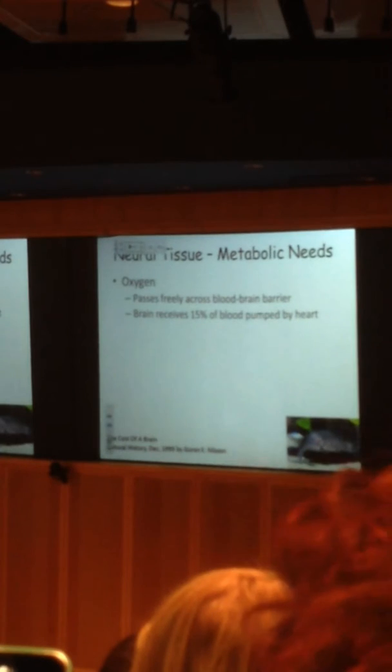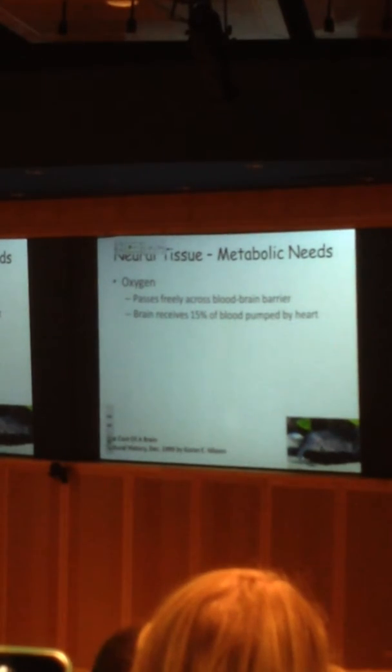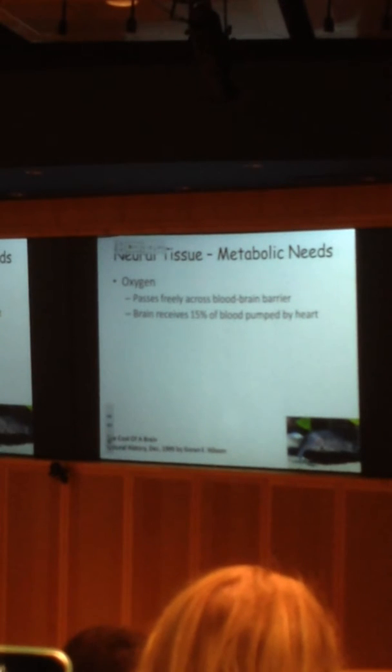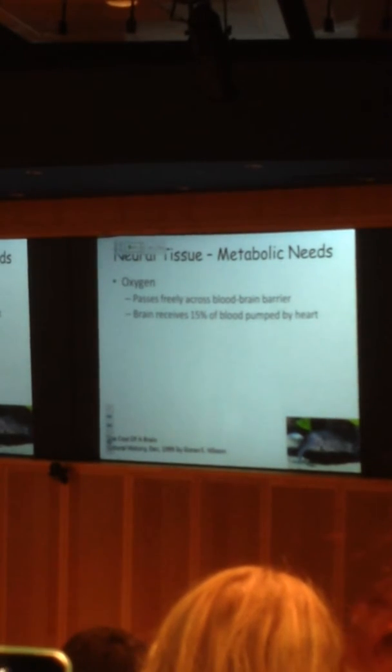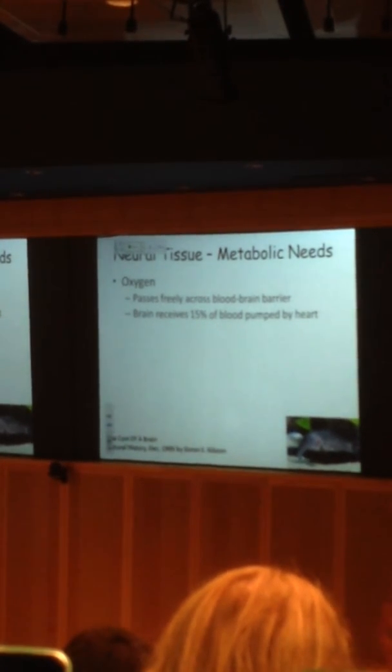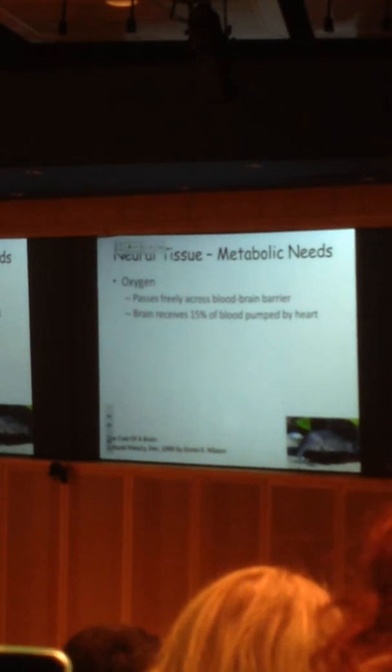This is a review, and we talked about how much blood reaches your brain. Quick number, 15, right? 15% of the blood pumping constantly goes to your brain, and that means 15% of the oxygen that you inhale goes to your brain as well. And oxygen and CO2 both can pass freely through the blood-brain barrier.